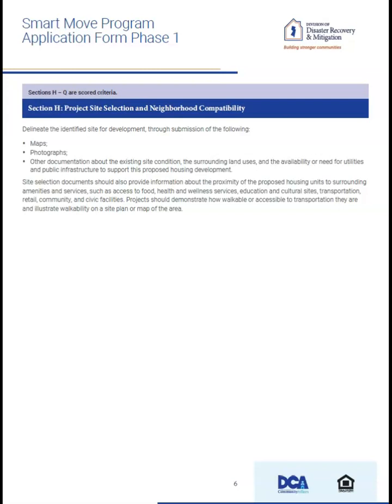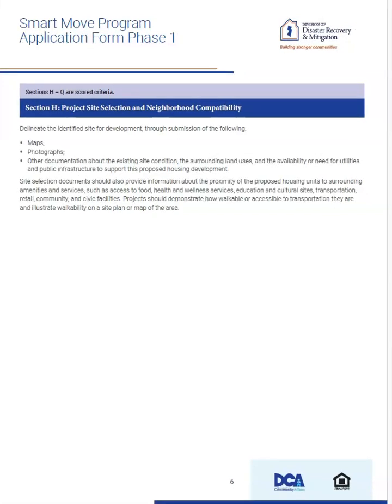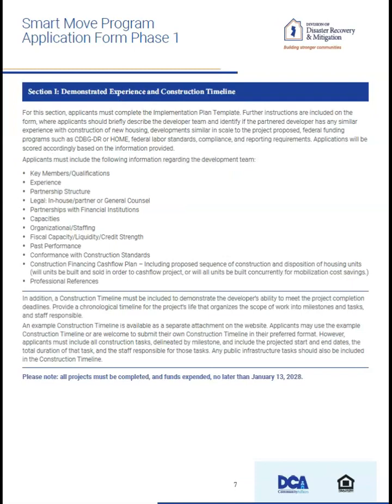Site selection documents should also provide information about the proximity of the proposed housing units to surrounding amenities and services, such as access to food, health and wellness services, education and cultural sites, transportation, retail, community, and civic facilities. Projects should demonstrate how walkable or accessible transportation is and illustrate walkability on a site plan or map of the area. Section I. Demonstrated experience and construction timeline.